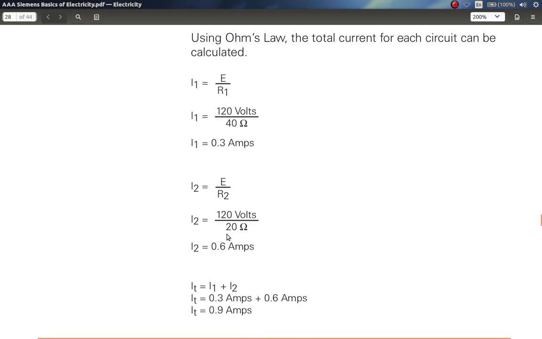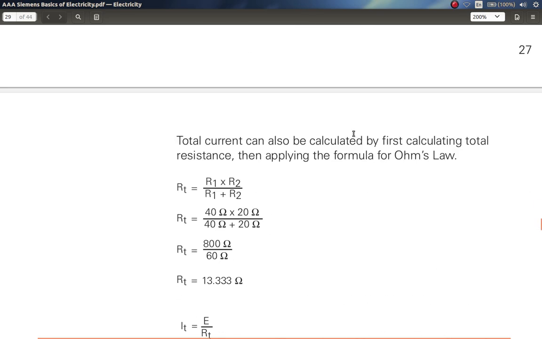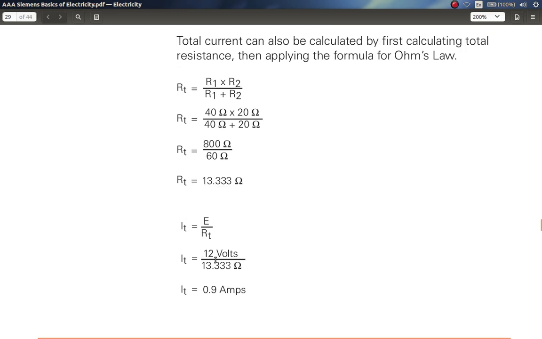So you see, I1 is 12 over 40, which is 0.3, and I2 is 12 over 20, which is 0.6 amps. The total current can also be calculated by first calculating the total resistance, then applying Ohm's law. If you use the product over sum, 40 times 20 over 40 plus 20, which is 800 over 60, which is 13.333 ohms. And the total current, 12 volts over 13.333, is 0.9 amps.